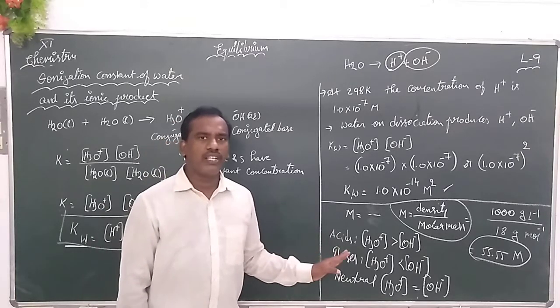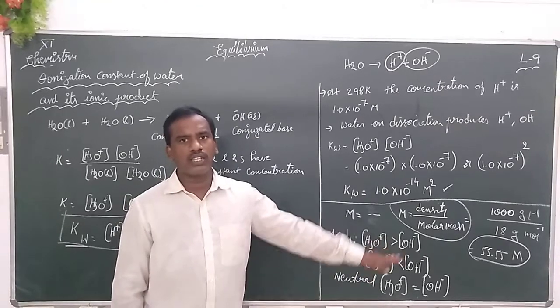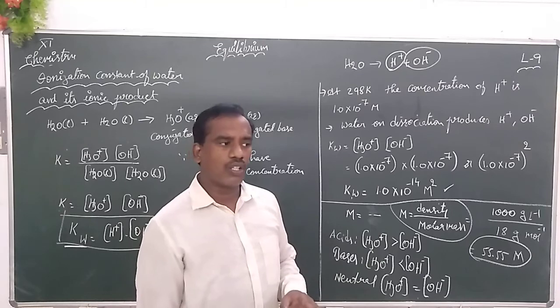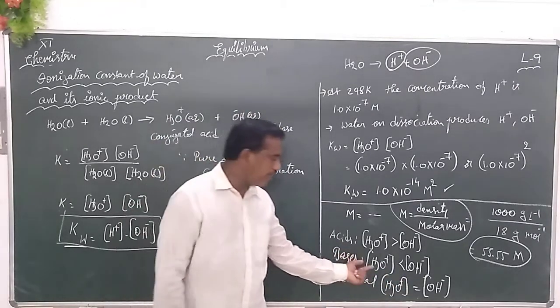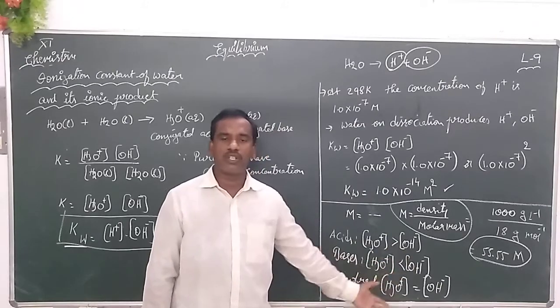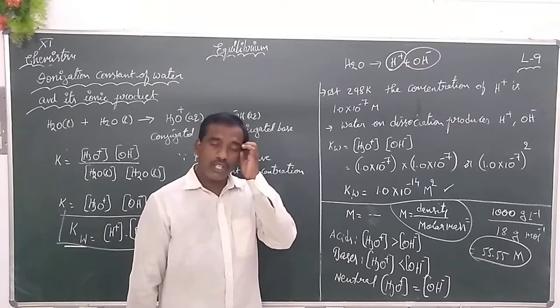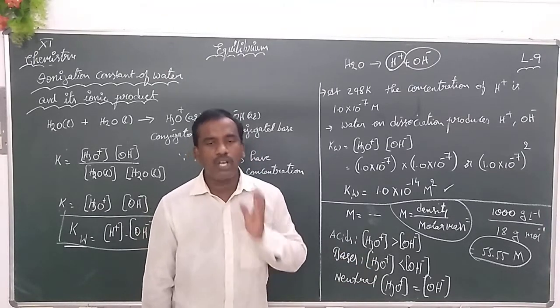So what is our final conclusion? Whenever the concentration of H plus ions is more than the concentration of OH minus ions, we say the solution is an acidic solution. If the concentration of H plus ions is lesser than the OH minus ions concentration, we say the solution is a basic solution. If their concentrations are equal, then we say the solution is a neutral solution.